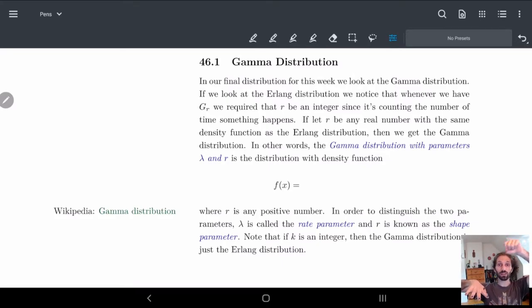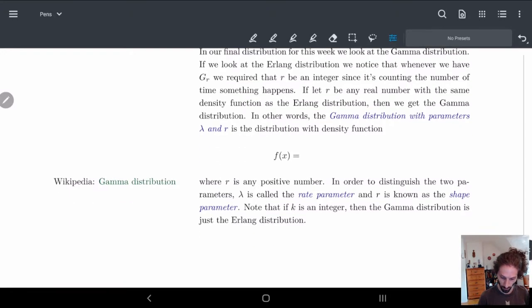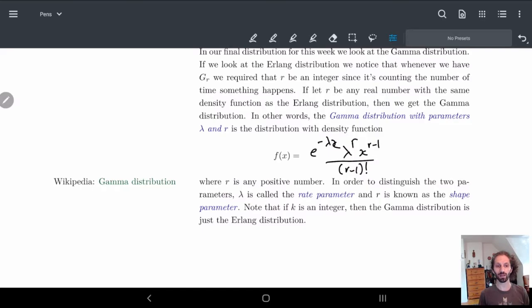And now the next idea is, well, what happens if I replace integers? Because I have a formula, right? So remember I had this formula, e to the minus lambda x, lambda to the r, x to the r minus 1, and then r minus 1 factorial. So here, technically, we can make this r into just any number. It doesn't have to be an integer. There's actually a way to do the factorial for non whole numbers.